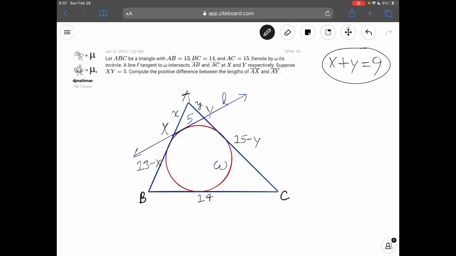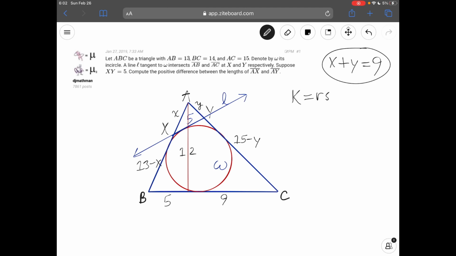We can learn even more information about x and y by expressing the radius of W in two different ways. The first one is via the incircle area formula. So recall that K equals RS. The area of the triangle ABC is equal to the radius of W times the semi-perimeter of triangle ABC. Here, it is well known that a 13, 14, 15 triangle can be split up into a 5, 12, 13 and a 9, 12, 15 by its altitude, which I've drawn in red.